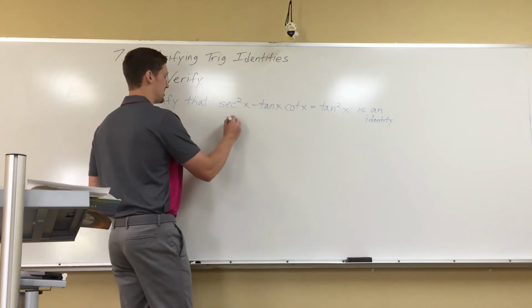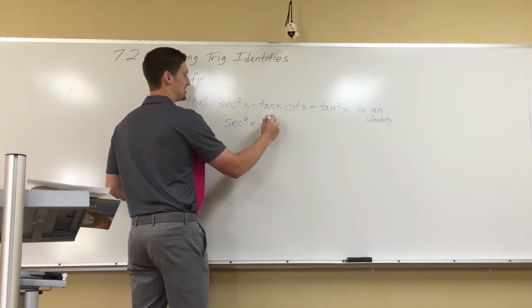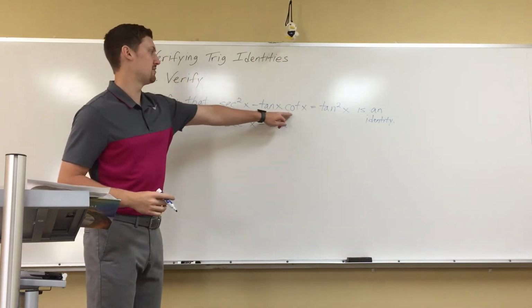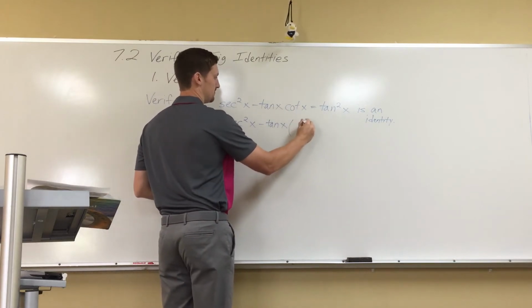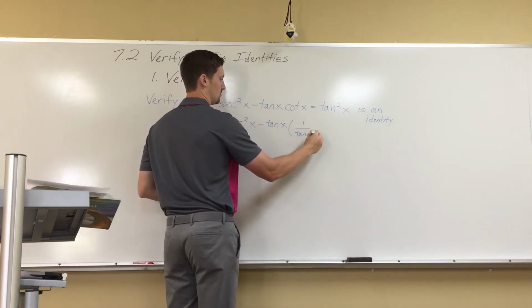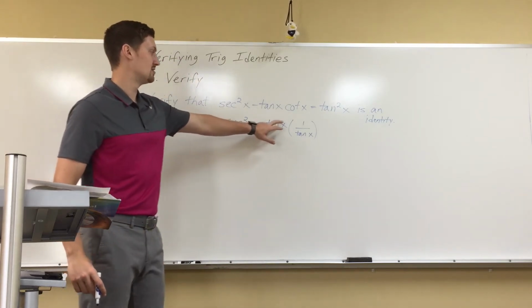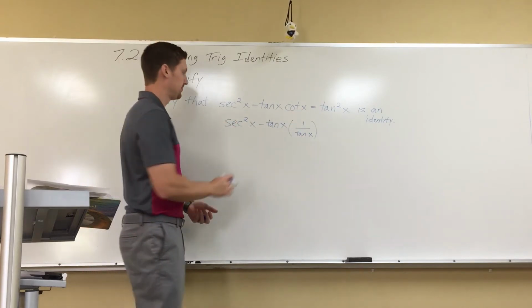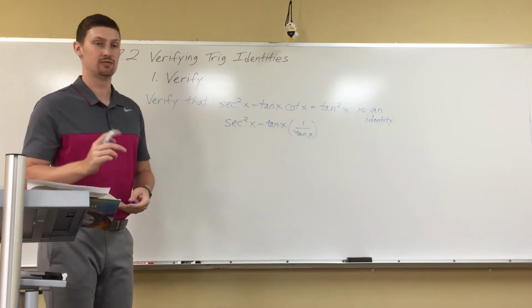In this case, let's keep this here for now. We could change this to sine or cosine, but that's kind of an extra step in this case. What about if we just change this to 1 over tangent of x? Notice it's multiplied. Why do we do that? Well, what's tangent times 1 over tangent? They cancel, right? So is it 0? No, it's 1.